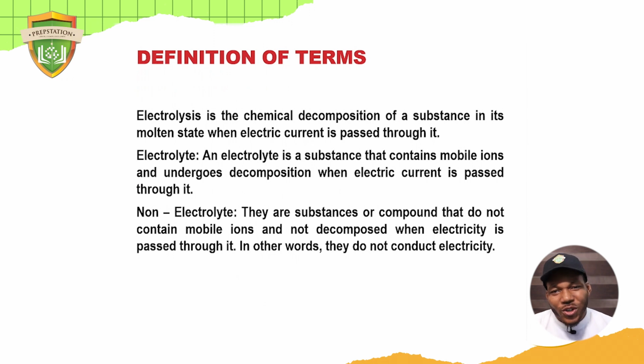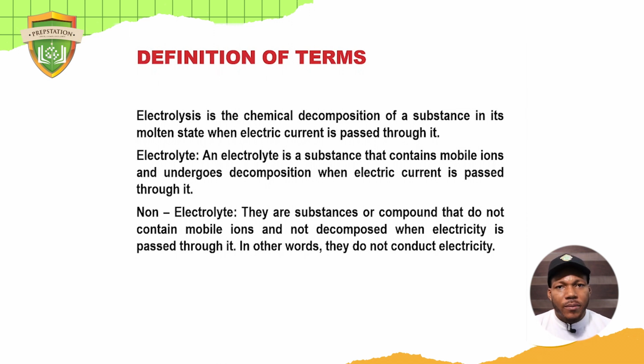Okay, so what is electrolysis? It is the chemical decomposition of a substance in its molten state when electric current is passed through it. That means that there must be a breakdown of a compound, but this compound must always be in a solution form or in a molten state.